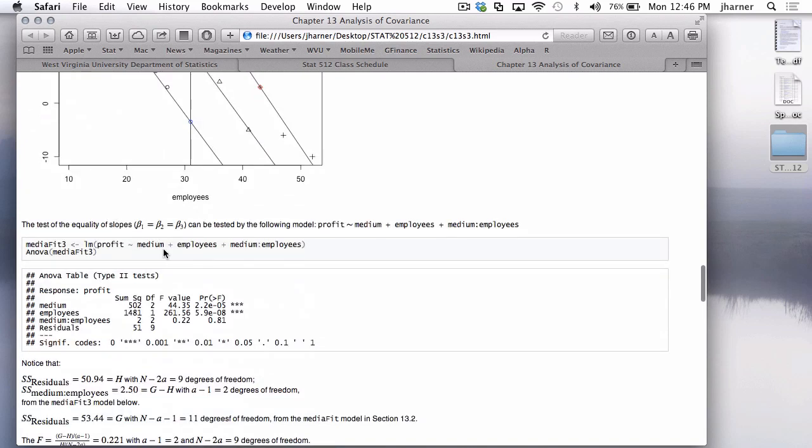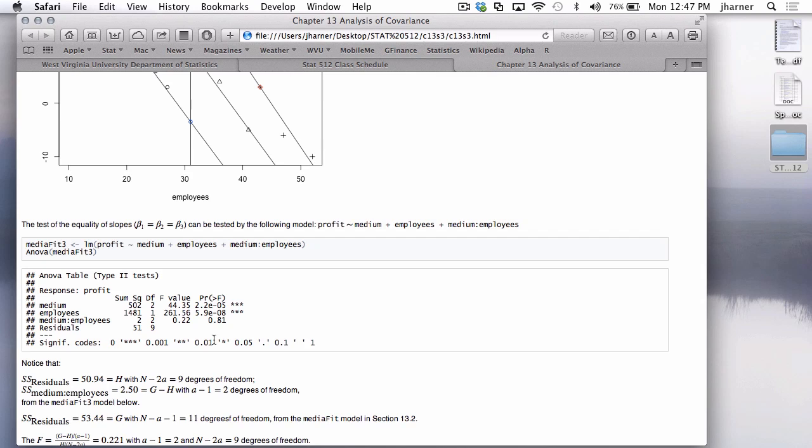So look at this model, median plus employees plus. This interaction term, the one with the colon, is what you use to test that effect, which tests equality of slopes. So if I fit this model and I look at this F-test right here, the 0.22 with a p-value of 0.81, that's testing that the betas are equal versus unequal.